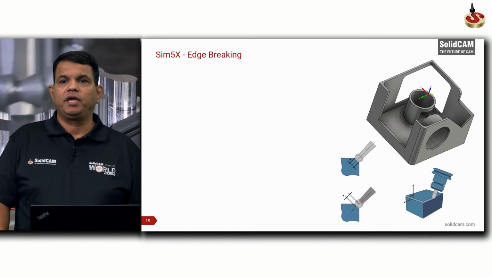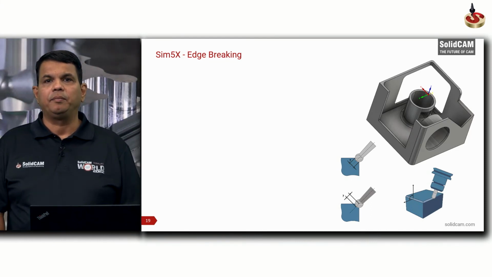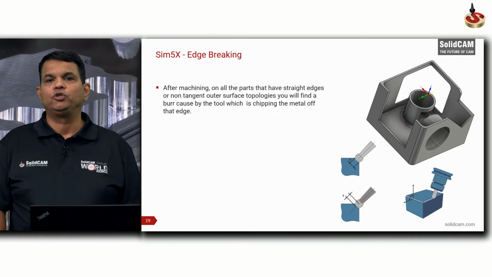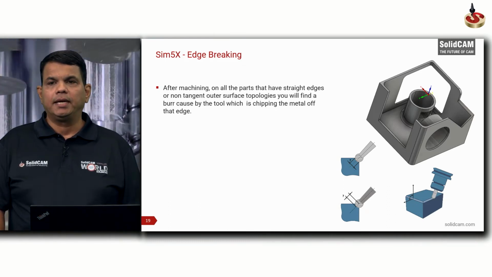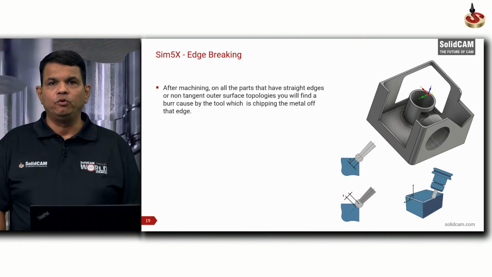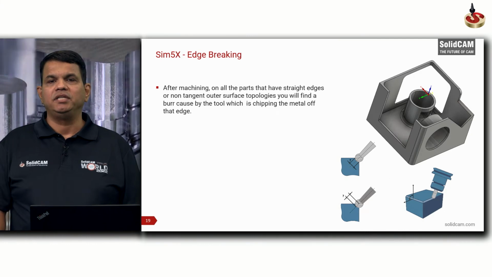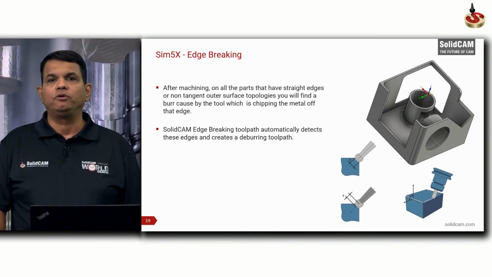Next is the edge breaking, which is a very powerful functionality for deburring the entire part after the machining has been performed. There are many edges or non-tangent outer surface topologies. You'll find burr caused by the tool when it's doing the machining, and this burr needs to be removed, because if you don't remove the burr, the part doesn't pass the inspection or QA. SolidCAM edge breaking toolpath engine automatically detects these edges and creates a deburring toolpath.